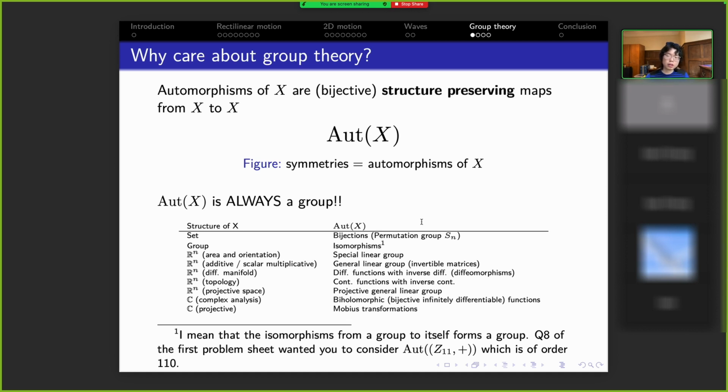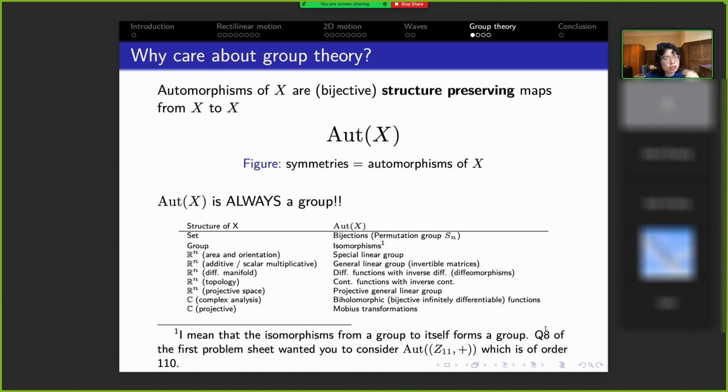In fact, if you think about Q8 of the first problem sheet, especially the hint, it actually wants you to consider the automorphism group of Z11. So maybe try and read that hint, or maybe ask Marvin in the tutorials what I mean by that. And in fact, in my problem sheet, you will also do some exercises about automorphism groups as well.